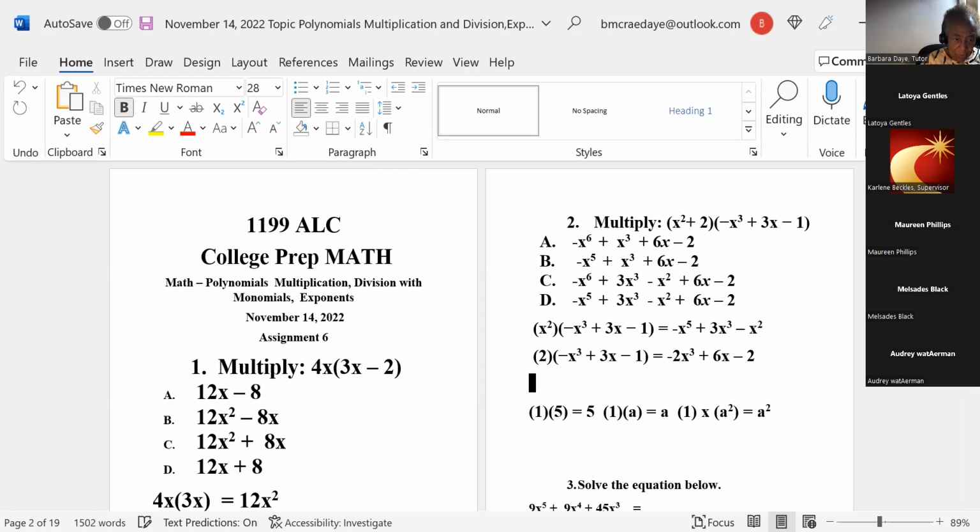Okay, so let's combine them. You've got an x to the fifth. You've got minus 2x to the third. So let me just move that over, so that's underneath the x to the third. Okay, there we go. And you don't have an x to the second, so I'll move that over. Right? Okay, now let's combine these.